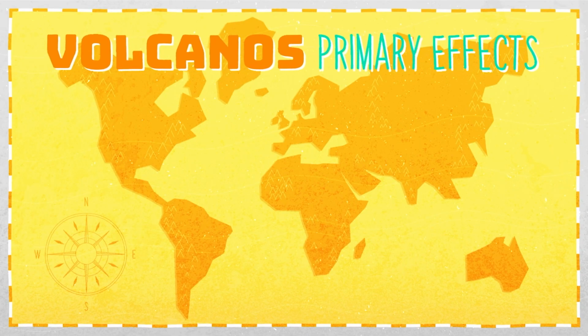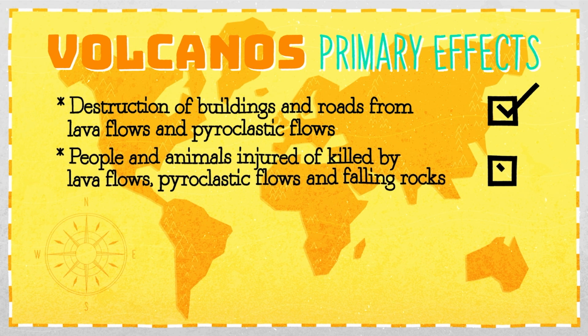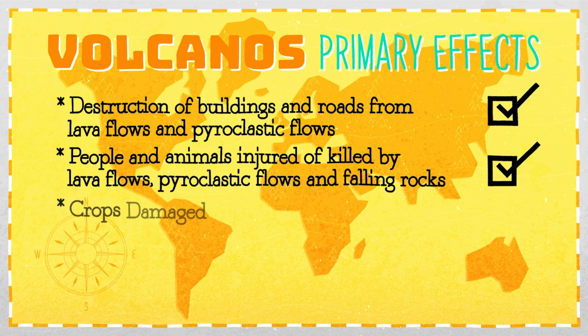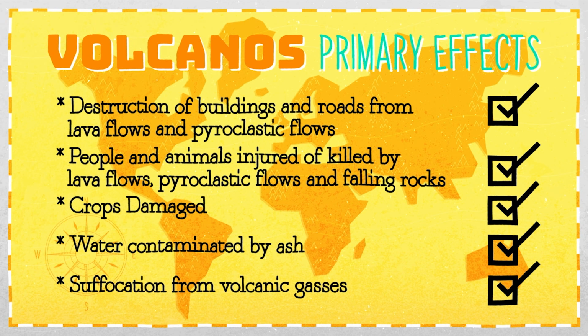Buildings and roads can be destroyed by lava flows and pyroclastic flows. Buildings could also collapse if enough ash and debris falls on them. Lava flows, pyroclastic flows, and falling rocks can also seriously injure or kill people and animals. Crops can also be damaged, and water supplies can be contaminated by ash. This can seriously affect farming and food production. Volcanic gases can also suffocate people, animals, and plants.